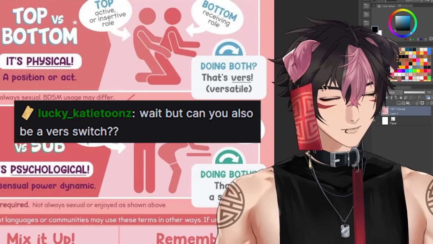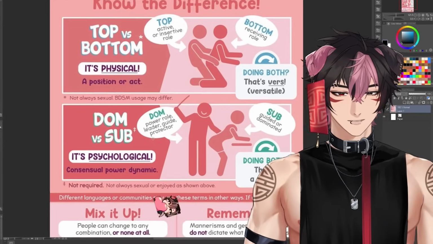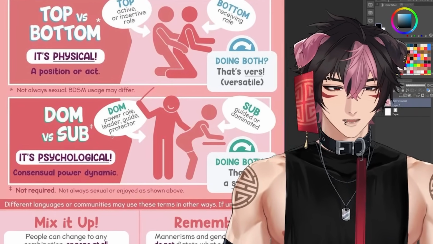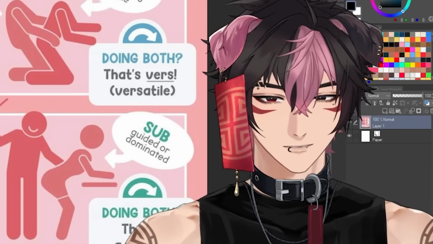Can you be a verse switch? You can be a verse switch. You can be someone who enjoys to both give it and take it, and also be controlling and controlled. So verse switch, you're basically willing to do anything.